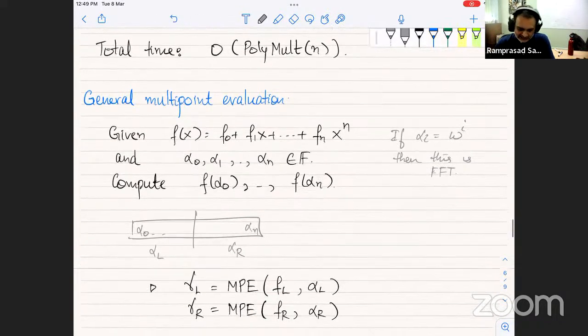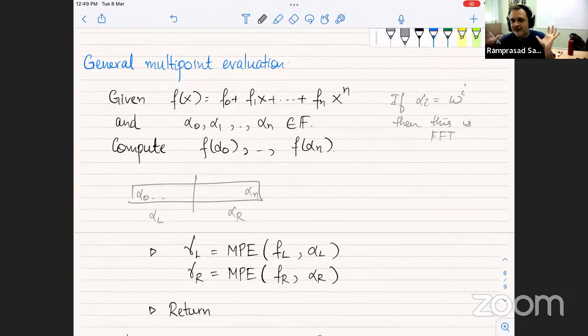Okay. Now, here is a template of the algorithm I'm interested in. I want to recursively call the multipoint evaluation on some suitable polynomial FL. I don't know what this FL is supposed to be. But I would like FL to be a polynomial of degree n by 2, on which I'm going to ask you to evaluate on all points in alpha L, which is also another set of size n by 2. And similarly, I want to do this for FR and alpha R. Basically I assign the task of evaluation to these two polynomials and somehow return something. I don't know what is the natural thing to return.